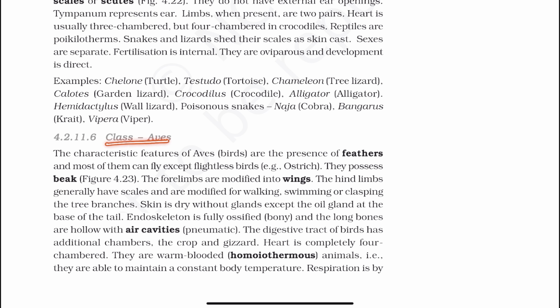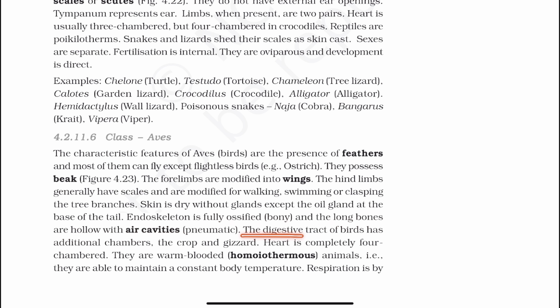4.2.11.6 Class Aves. The characteristic feature of Aves, birds, is the presence of feathers and most of them can fly except flightless birds. Example: ostrich. They possess beak. Figure 4.23. The forelimbs are modified into wings. The hind limbs generally have scales and are modified for walking, swimming, or clasping the tree branches. Skin is dry without glands except the oil gland at the base of the tail. Endoskeleton is fully ossified, bony, and the long bones are hollow with air cavities, pneumatic.